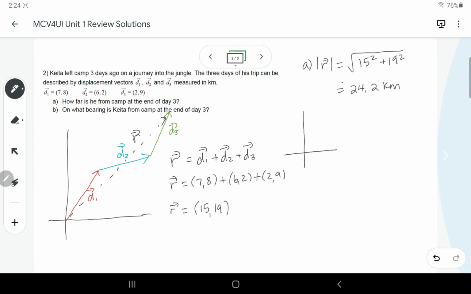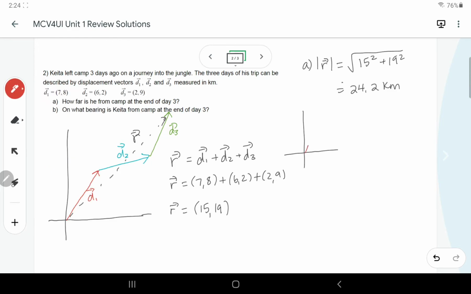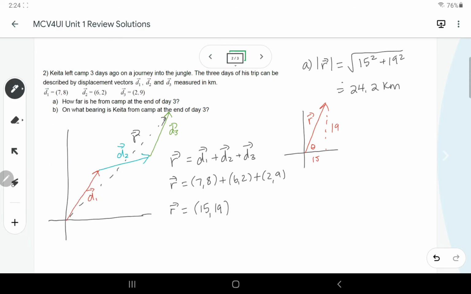And then for part B, if we wanted to figure out what bearing he is from camp, we can sketch this out with his resultant vector of 15, 19, and use that to find the angle in there. I always like to put my angles in the triangle we form with the x and y, even though we're actually going to be looking for that angle there. When we're talking about the bearing, I'm just going to subtract it. So I would say that tan theta is 19 over 15.